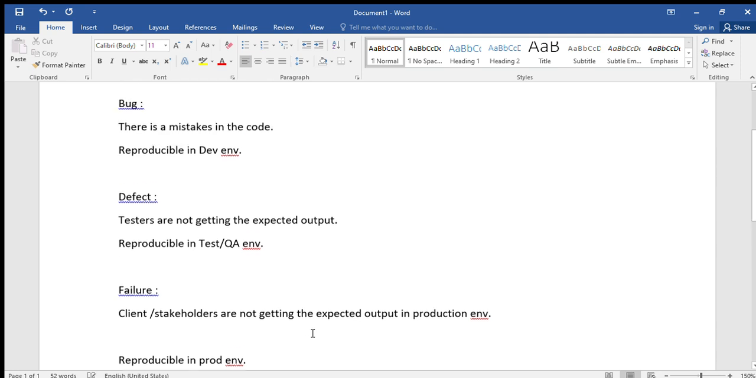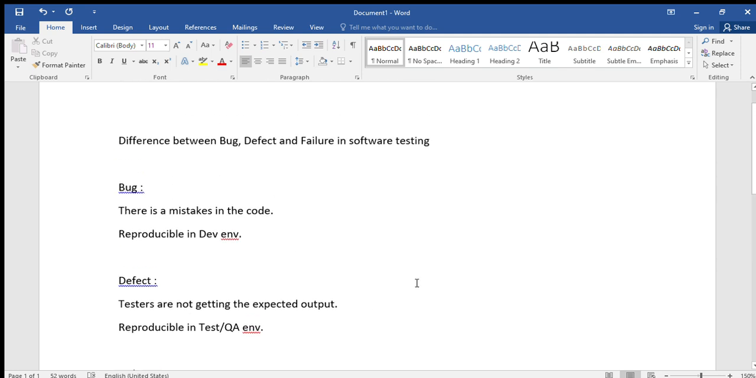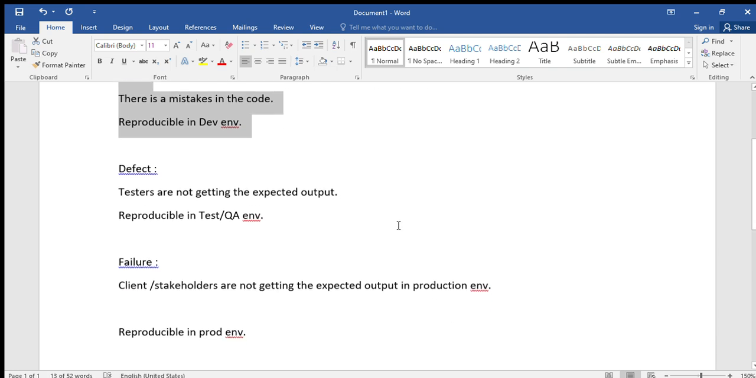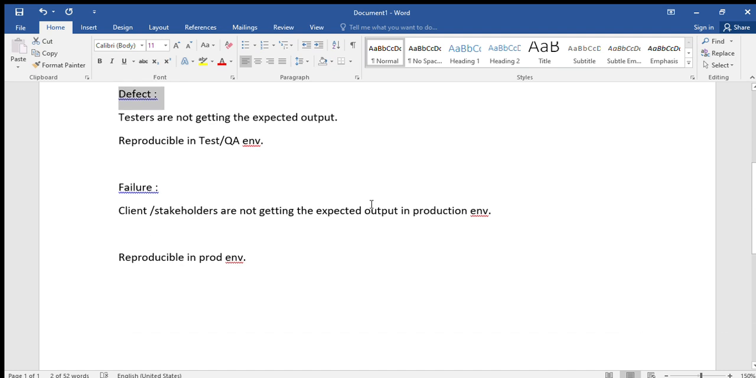Now just check the differences. A bug is a mistake in the code which the developer made in their dev environment, then we can say it is a bug. Defect means they have made some mistakes, and due to that testers are not getting the expected output in the QA environment. That time we can say it is a defect. And what is failure? When the client is not getting the expected output in their prod environment or real-time environment, at that time you can say it is a complete failure.